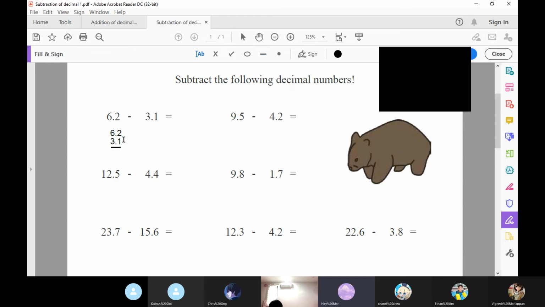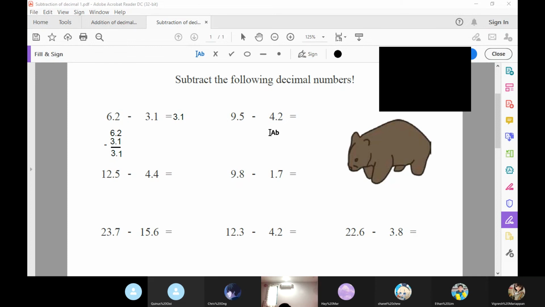And then 2 minus 1 is 1. And 6 minus 3 is 3. Okay, 6 minus 3 is equals to 3. Very good. And then? And where do you put your minus symbol? Okay, so the answer is 3.1. Very good. 3.1. Very good. Okay, question number 2.